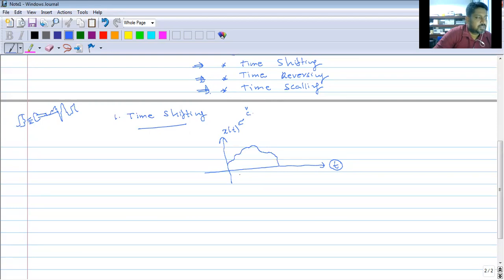So time shifting means we shift this signal on the time axis this way or this way. That is time shifting. If we move it this way, we call it advanced shifting.